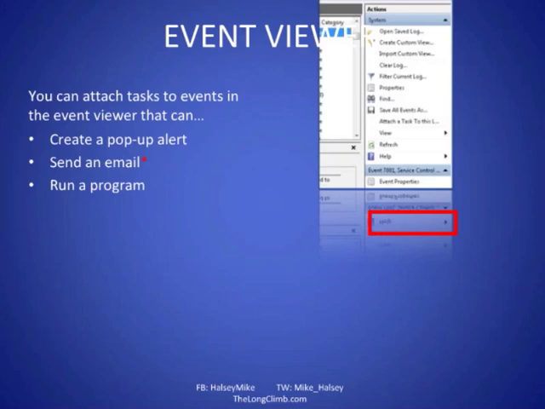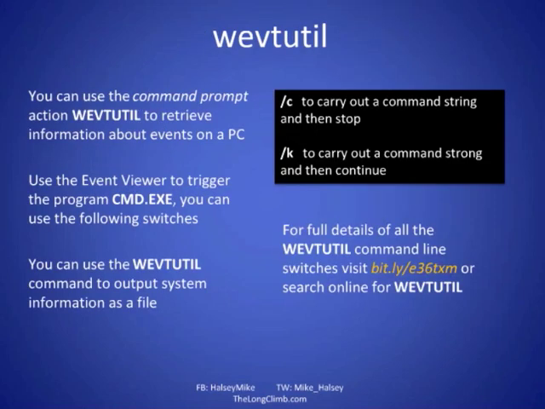Now, I mentioned sending an email and running a program. There's a DOS command that you can run automatically to compile information from the event viewer, which can then be emailed off. You can run this program, wevtutil it's called. There's two switches here that I've highlighted: /C to carry out a command and then stop, and /K to carry out a command string, I suppose to say, and then continue.